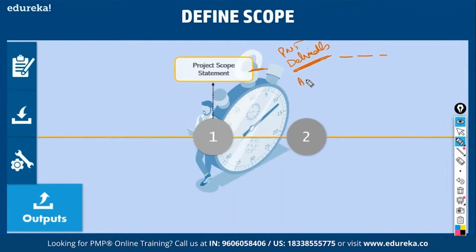It tells you what the acceptance criteria are. How do you get this deliverable accepted by the customer? What are the tests you have to do? What are the test results you provide him?